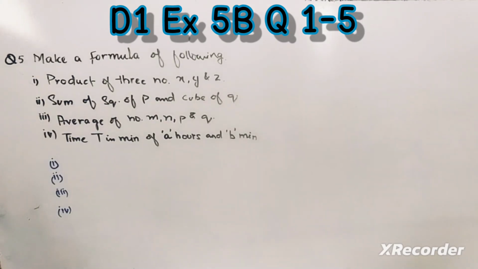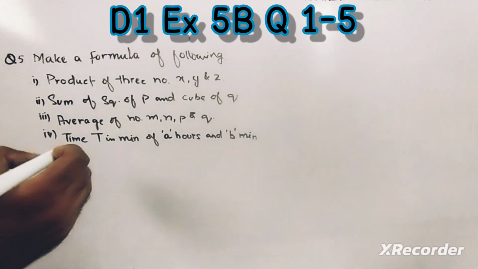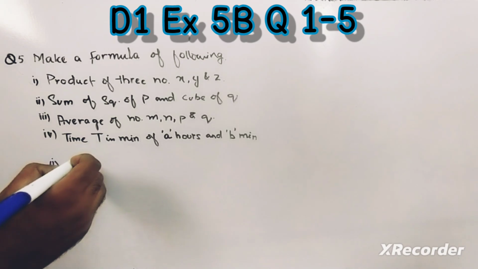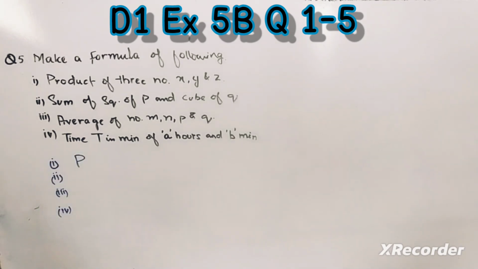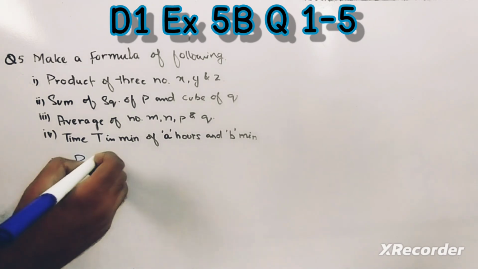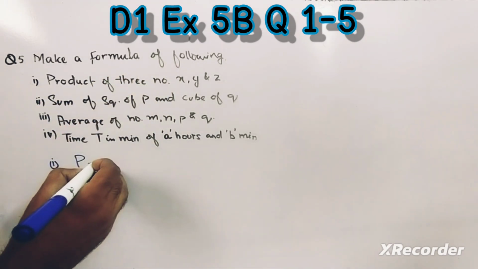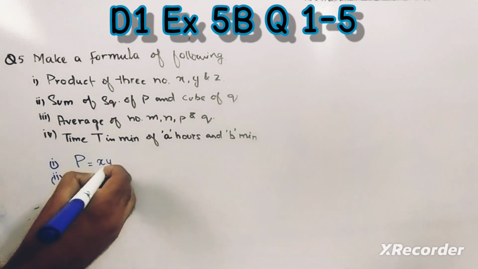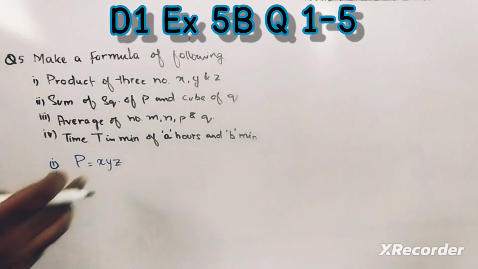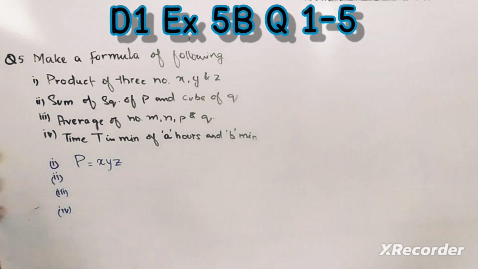Now today's last question for this lecture, question number 5. Make a formula of the following statements. First statement is product of three numbers x, y and z. We know that product means multiplication. So this product I represent with p is equal to the product, means multiply of these three numbers. So p is equal to x into y into z. So these three numbers x, y and z are multiplying with each other. So this is our required formula.